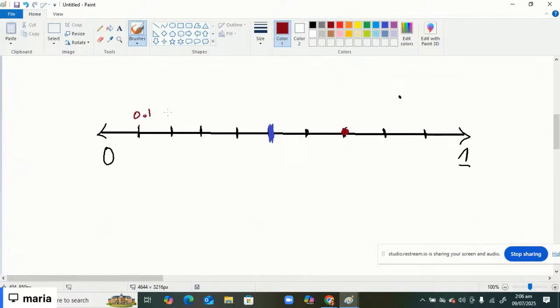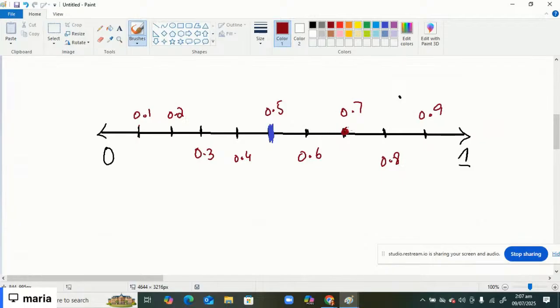Okay, we are going to put 0.2. This point is 0.3, this point is 0.4, this point is 0.5, this point is 0.6, this point is 0.7, this point is 0.8, this point is 0.9, and that is your 1.